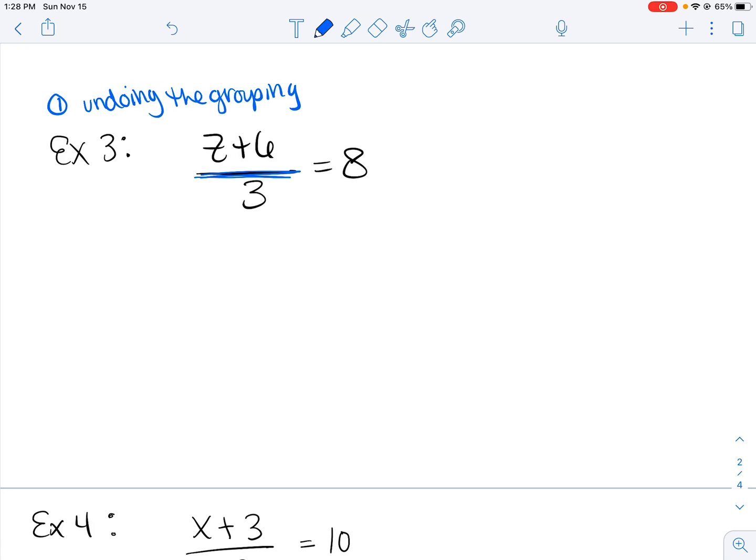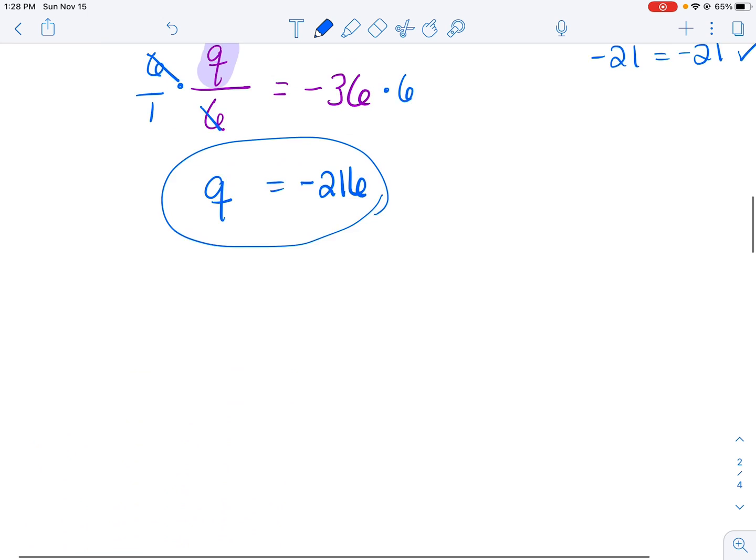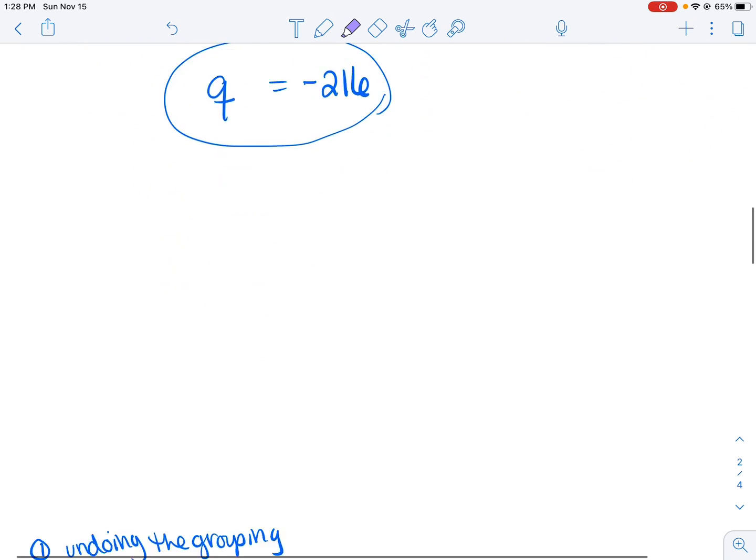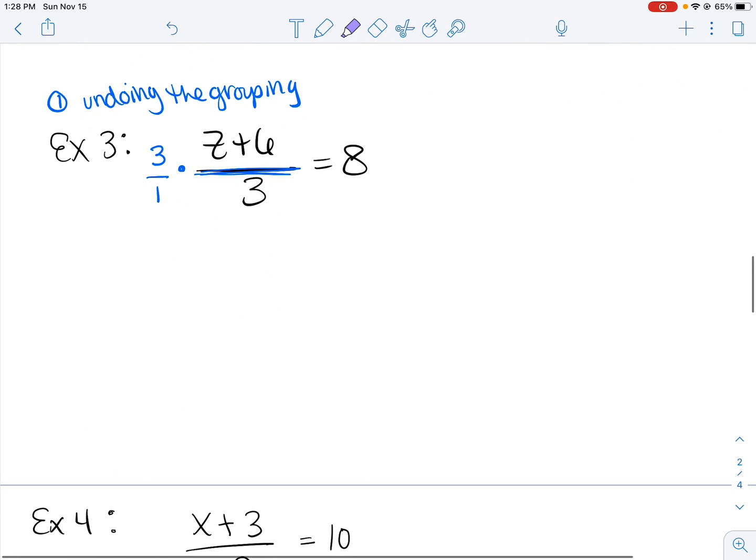So the way that I would undo that is with multiplication. The opposite of dividing is multiplying. So I'm going to multiply by 3, just like we did in the previous problem, right? We had dividing by 6, so we multiplied by 6, canceled them out, because 6 over 6 is 1. Divided by 3, so I'm going to multiply by 3, and whatever I do to the left side, I have to do to the right.